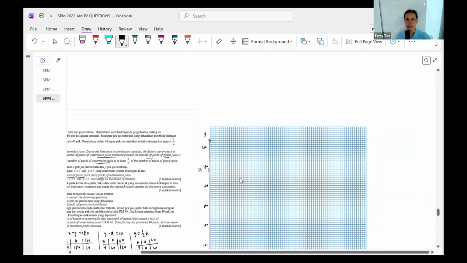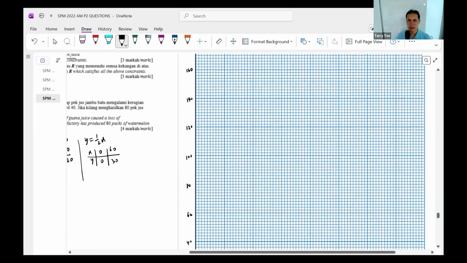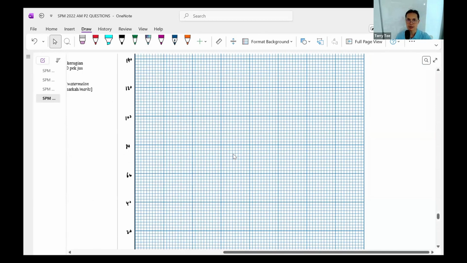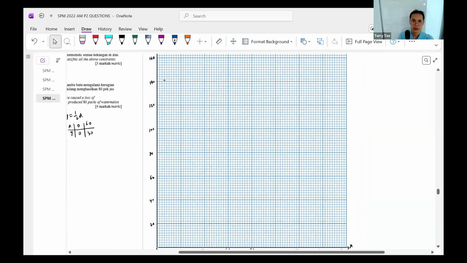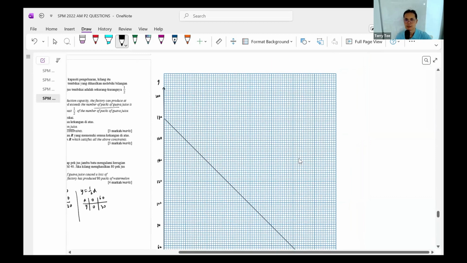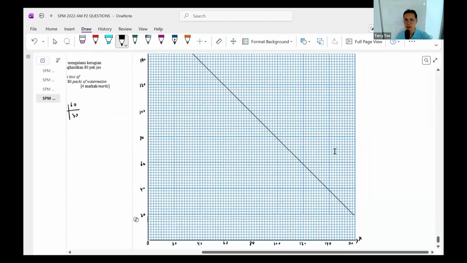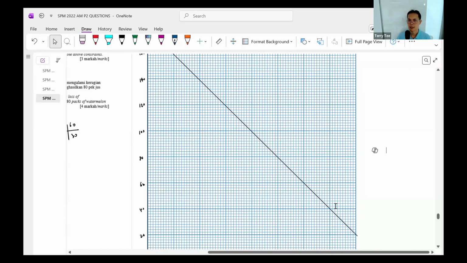Now next, let me continue with plotting at 0, 180 and 160, 0. Sorry, 160, 20. 20 is here. I need to adjust a little bit. Somewhere here. All right. Now, this is x plus y equals 180.